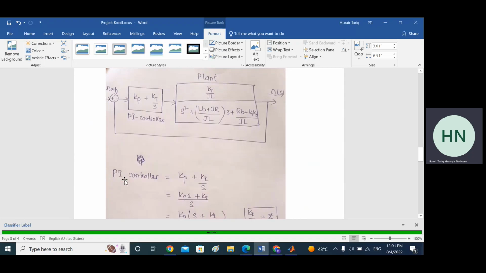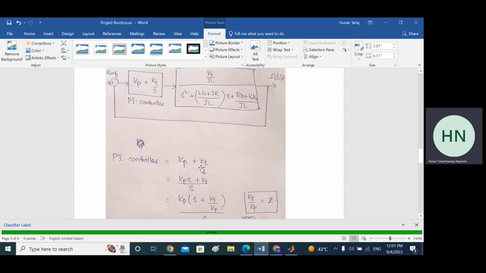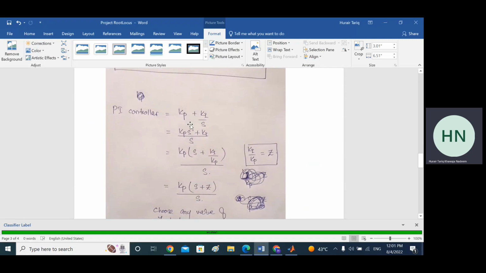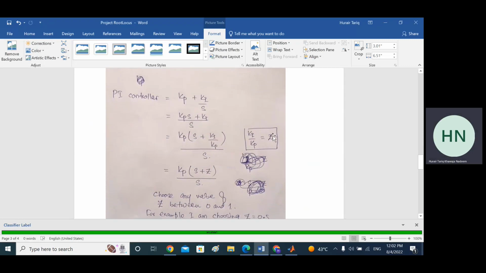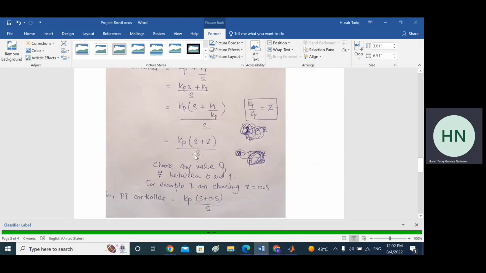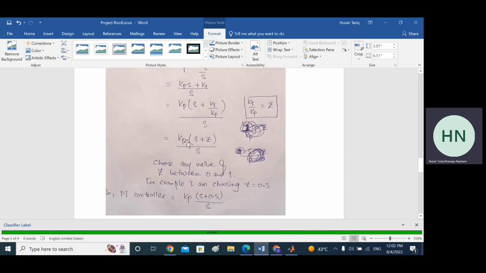Now we are going to simplify this PI controller. So this is KP plus KI over S. You can take the LCM and then take KP common. When you take the LCM, you will have S over here, and when you take KP common, you will have S plus KI over KP, and KI over KP is what we are going to call Z. We are going to assign it a different variable named Z. So now we have KP times S plus Z over S.